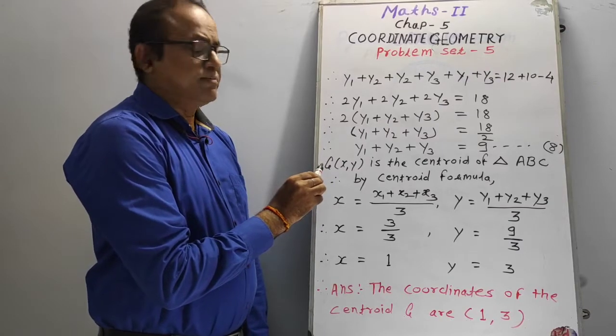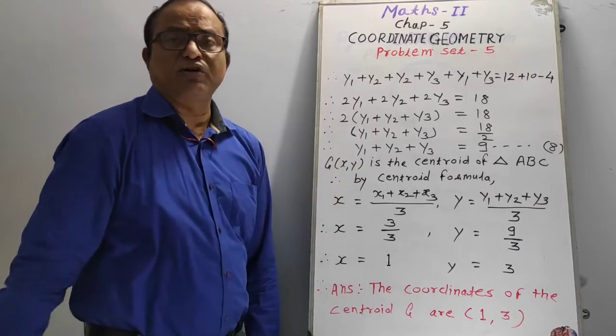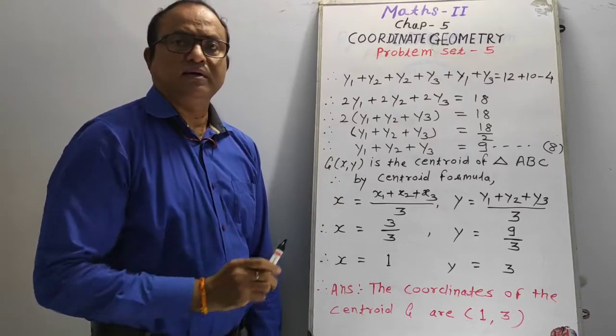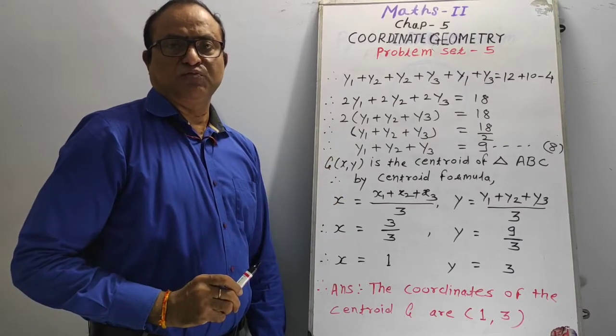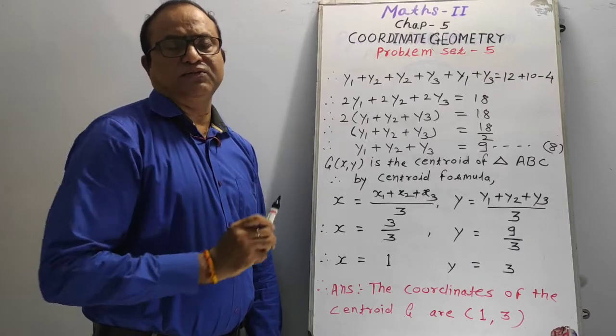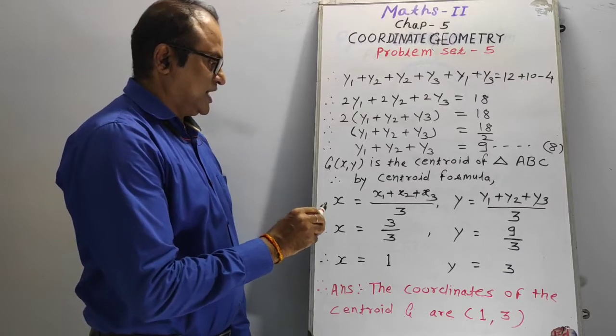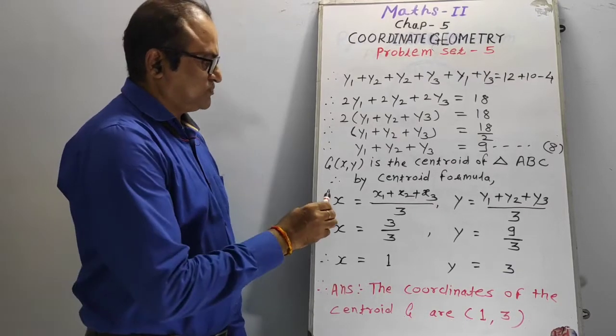G(x, y) is the centroid of triangle ABC. By the centroid formula, x is equal to (x1 plus x2 plus x3) divided by 3 and y is equal to (y1 plus y2 plus y3) divided by 3. Use this formula and find x and y.